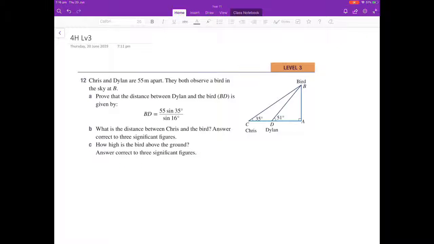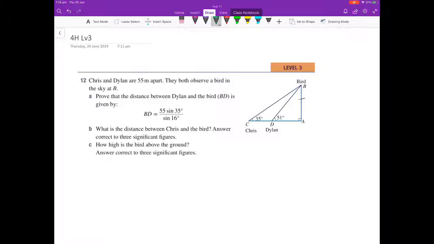Welcome to the wonderful world of miscellaneous problems. Basically, that just means that all of the info that we've done for the whole chapter so far is all in one question. Yay! First thing we're doing is proving that BD is 55 sine 35 over sine 16.